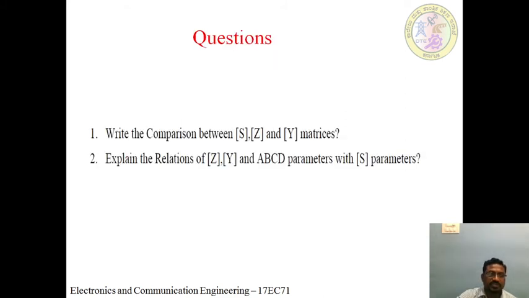So some of the questions for this session: write the comparison between the S, Z and Y matrices, and explain the relationship of Z, Y and the ABCD parameters with S parameters.